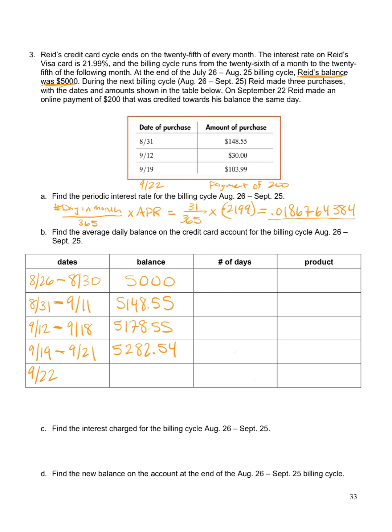So I subtract $200 from the balance. Now my balance is $5,082.54. And that will stay the balance until the end of the month. The last day of the billing cycle is September 25th.